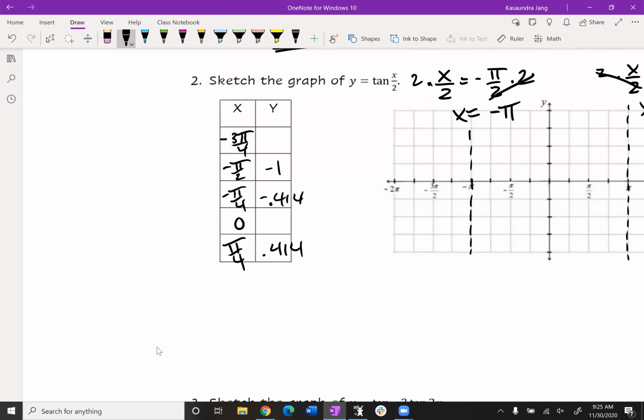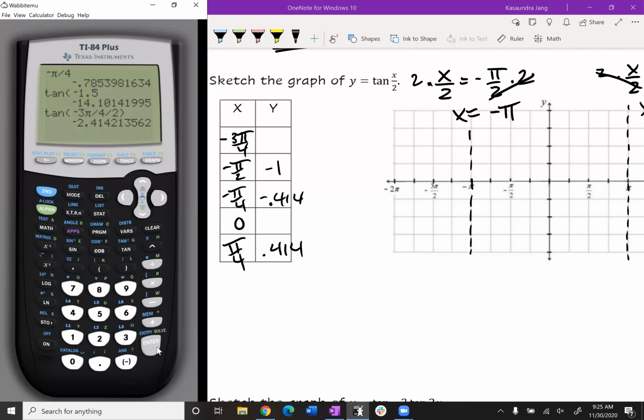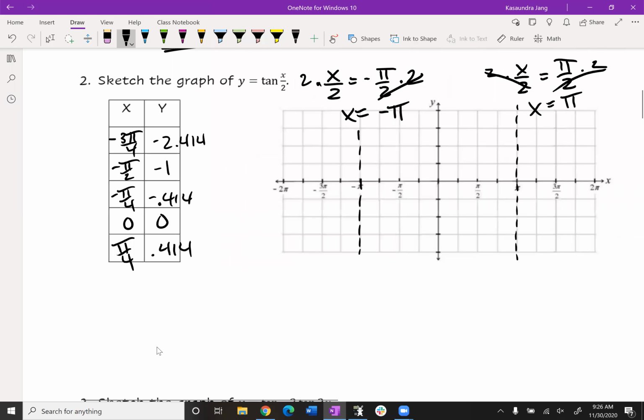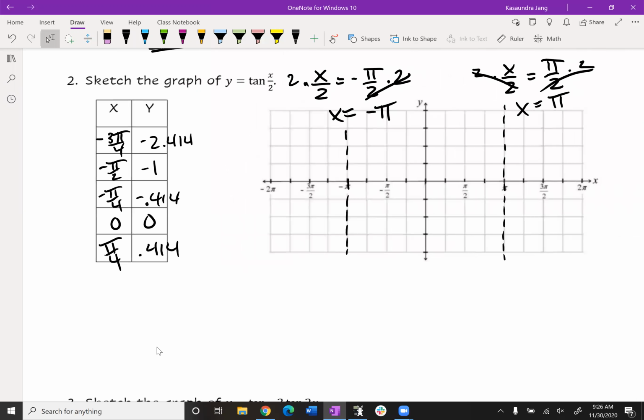Nice. All right, and I already got this one was a negative 2.414. And then Sky, I think you had the 0, right? Nice, so you got the 0. Let's see if this looks like what I'm thinking, a horizontal stretch. Let's see if that's what it did. Negative 3 pi fourths, I got negative like 2.5, it's around here. And then at negative 1, still in the negatives here. Then 0, 0. Then I go to the positives.